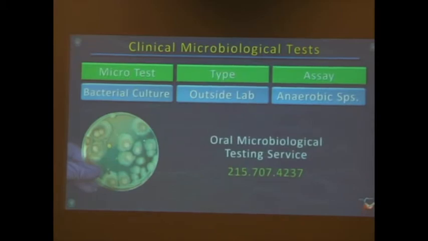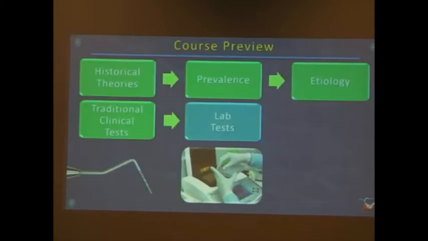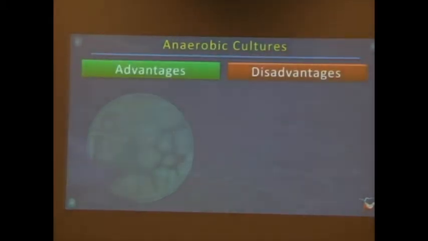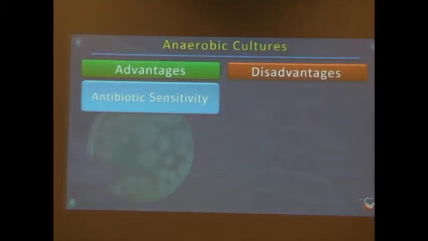Bacterial cultures. This was once considered to be the gold standard, but I think it's been supplanted now. And there's only one lab in the country now that still does that. Anaerobic cultures, their advantages. They're the only test that can give you antibiotic sensitivity because while they are plating out your sample, they also plate them against little tabs that have the antibiotics on them.